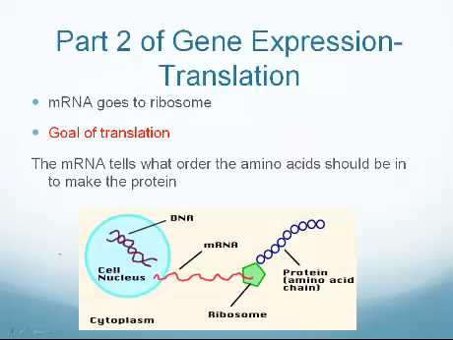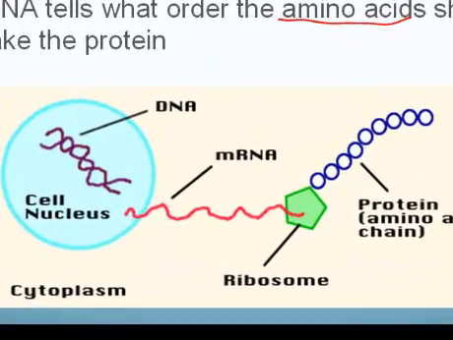All right, so let's get right into it. The whole goal of gene expression is to make a protein. In order to make a protein, we need to know what the sequence of amino acids is going to be. Luckily for us, the mRNA, which was made during transcription, has that message. It has the code to tell what order they need to be in. In order for this to happen, though, it has to go to the ribosome, because that's where protein synthesis occurs. So like I was just saying, the goal of translation is that the mRNA tells what order the amino acids should be in to make that protein.